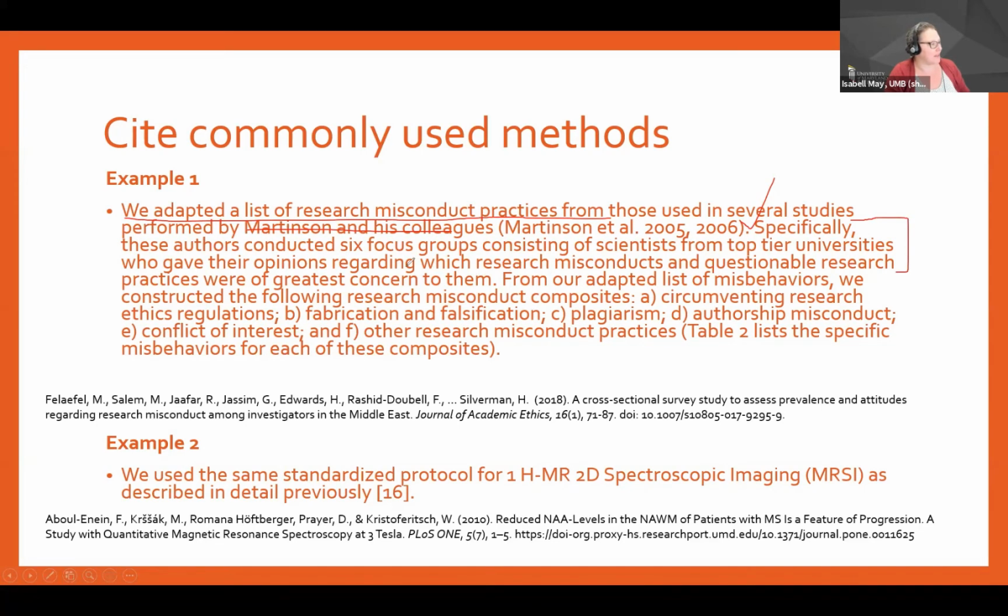They divided these into 6 focus groups, and then there's an adapted list of misbehaviors. We constructed the following research misconduct composites. So it explains very clearly how, and of course, you don't know the whole study, so it's a little hard to understand, but trust me, it's very clear within the context of the section. Your table lists the specific misbehaviors for each of these components, right?